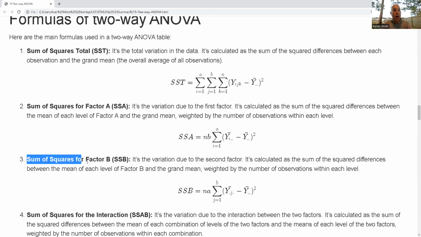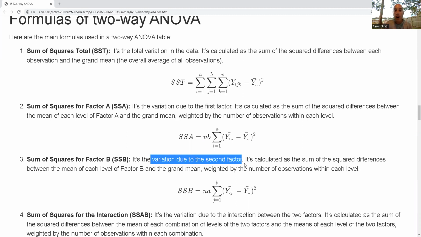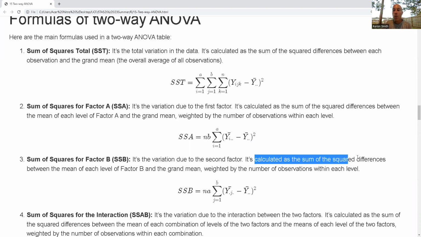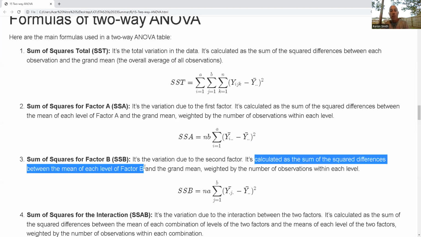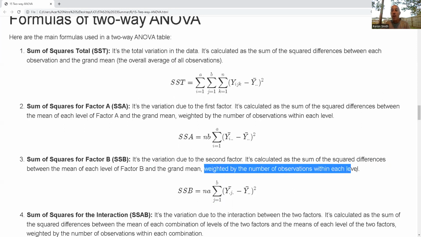Now the sum of squares for factor B is the same thing as with A, but now I just switch the roles of A and B. This is the variation due to the second factor. It's calculated as the sum of square differences between the mean of each level of factor B and the grand mean. And this is weighted by the number of observations within each level.